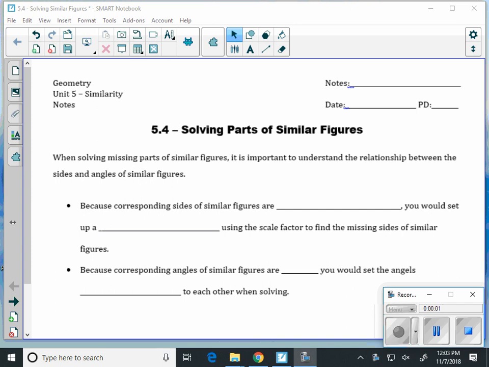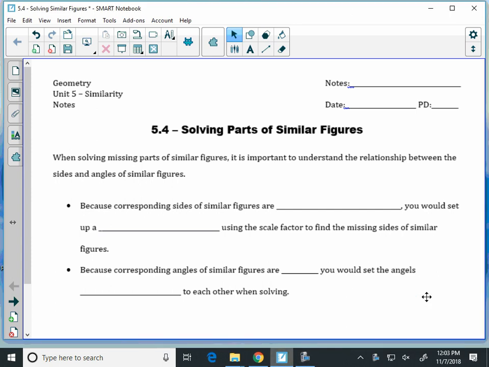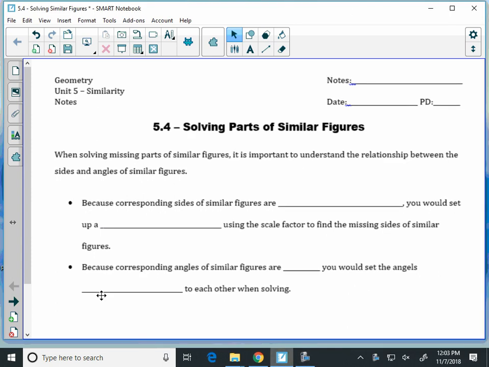It's important to understand the relationship between the sides and the angles of similar figures. Because corresponding sides of similar figures are what? What were we talking about yesterday? When we talked about the beginning of the unit with dilations, the sides are what? Start with a P. Proportional. Corresponding sides of similar figures are proportional.